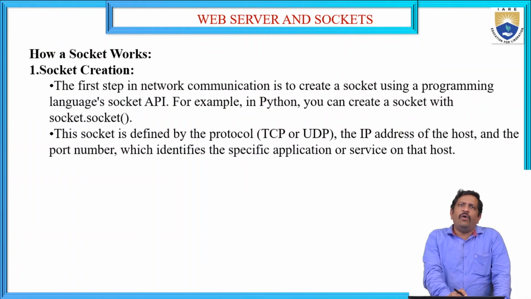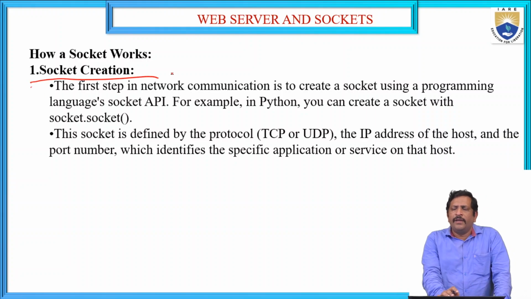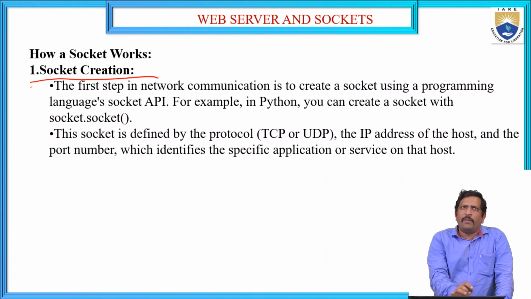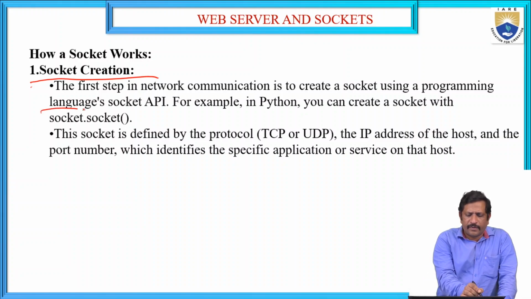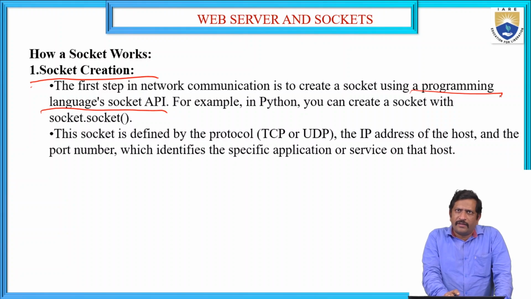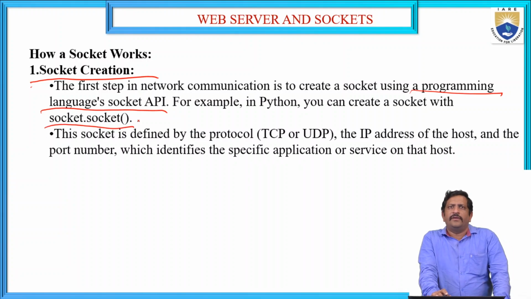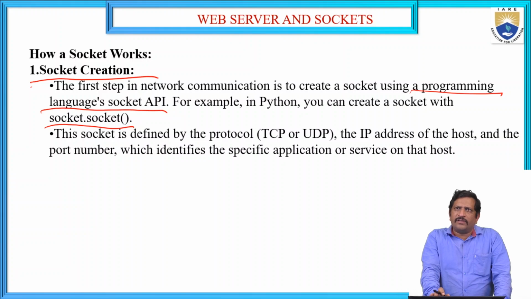Here is how sockets work. First, we have to create the sockets at both the client side and server side. The first step in network communication is to create a socket using the programming language's socket API. For example, in Python, you can create the socket with the socket.socket method. By using this method, we can create the socket at the client side and server side.